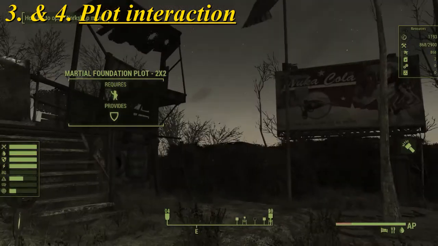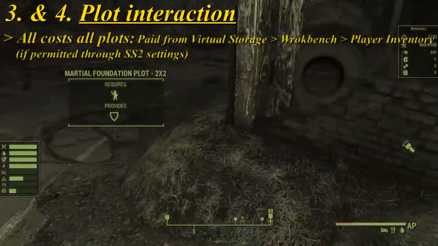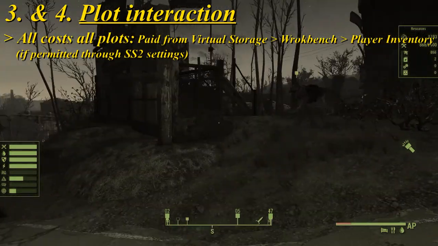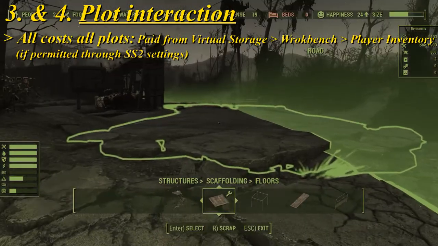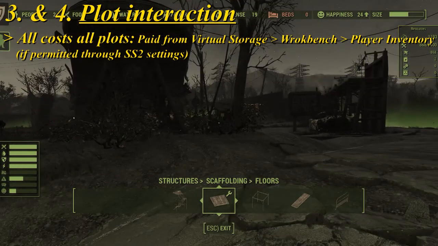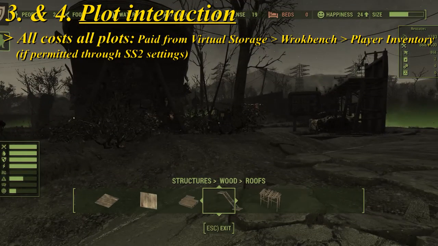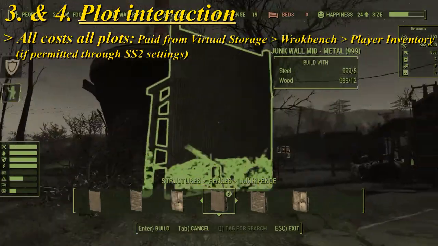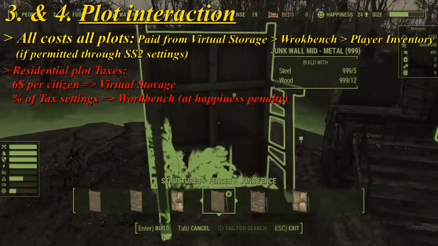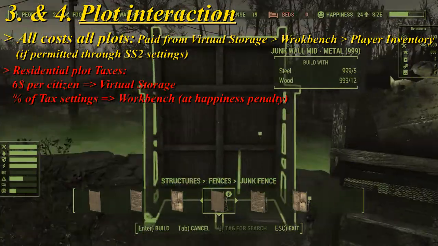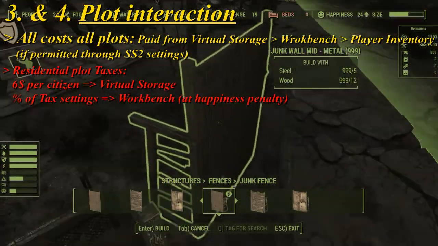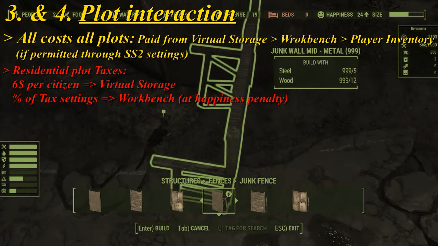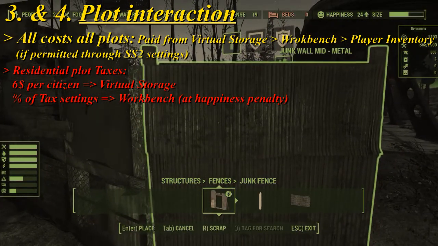Now, the residential plots have an upkeep cost and they produce taxes. The upkeep cost is, as I mentioned before, taken out of your virtual storage. If your virtual storage doesn't have it, it comes out of your workbench, and otherwise your personal inventory. That's for the upkeep cost. They produce taxes, 6 caps, I believe, per person, per bed that is occupied. Those 6 coins go into your virtual storage.